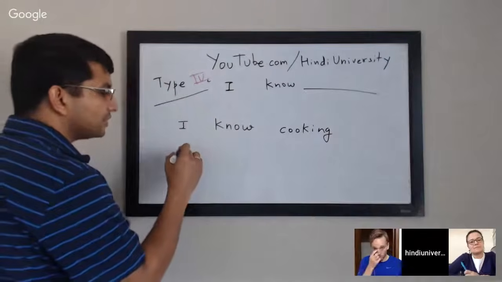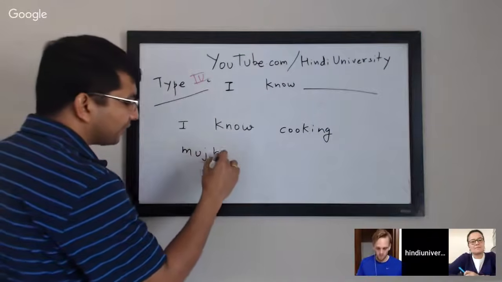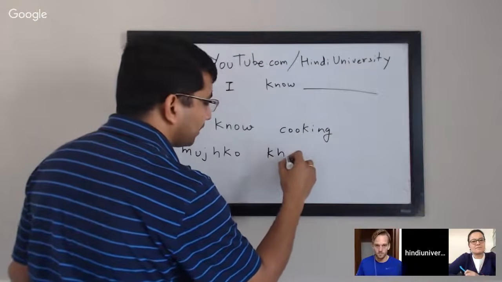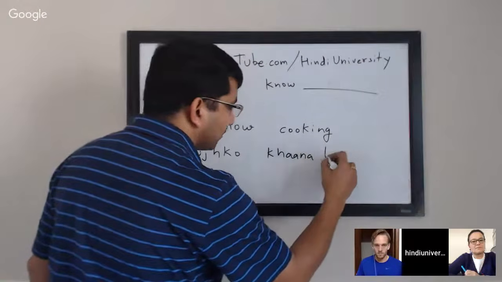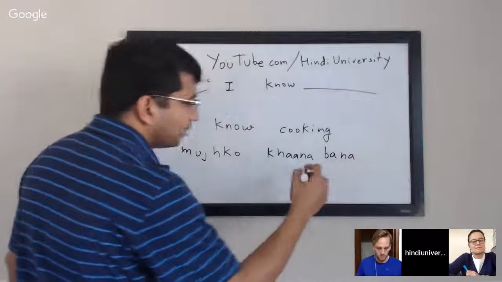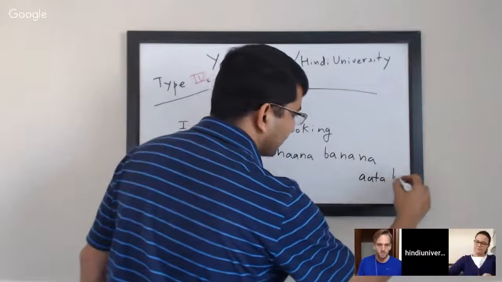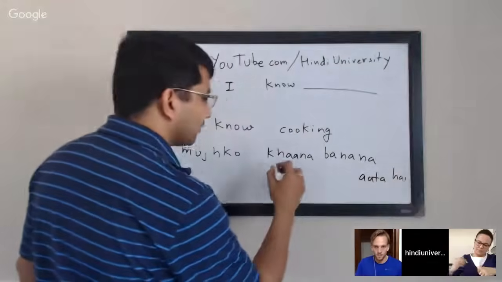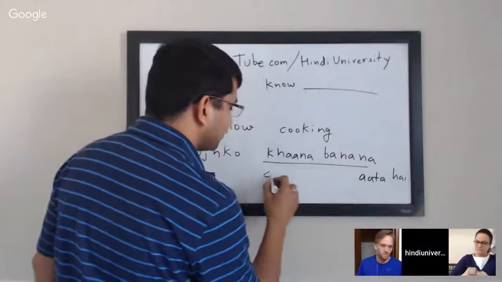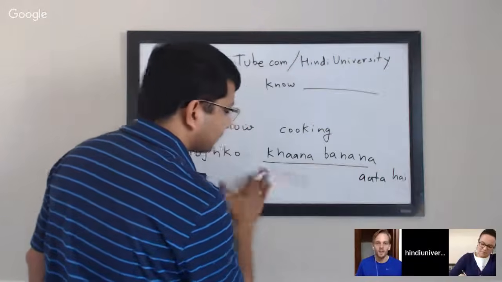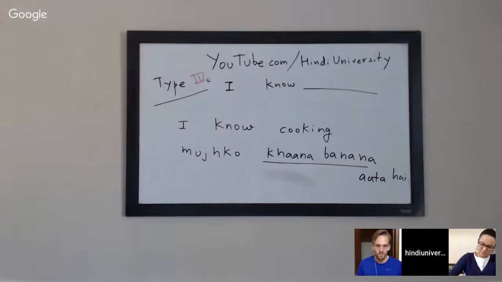If you're simply saying cooking, okay, you'll say मुझको, and we're not there yet, right? मुझको खाना बनाना आता है. You'll use it, and this is nothing but cooking. Either you can say मुझे cooking, and let me just keep it simple. मुझे खाना बनाना आता है.